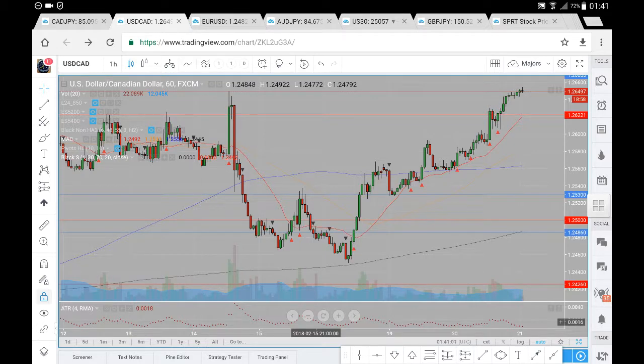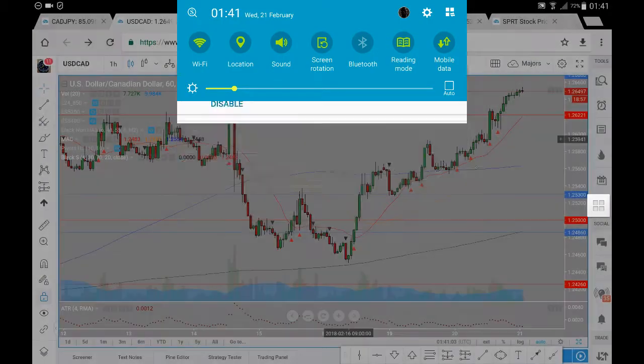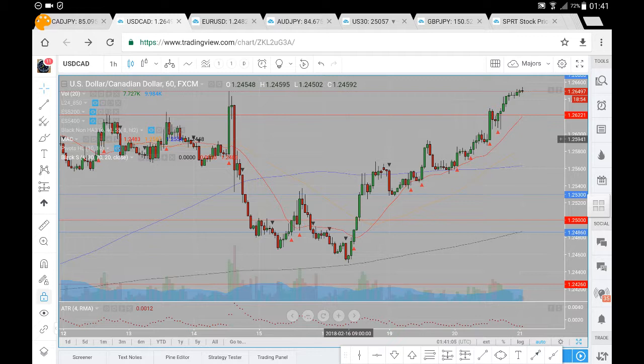So this USDCAD analysis for Wednesday, 21st of February. Now let's just look at prices and where prices may likely go. Previously we had prices come down towards pretty close to the 400 period moving average, finding support.